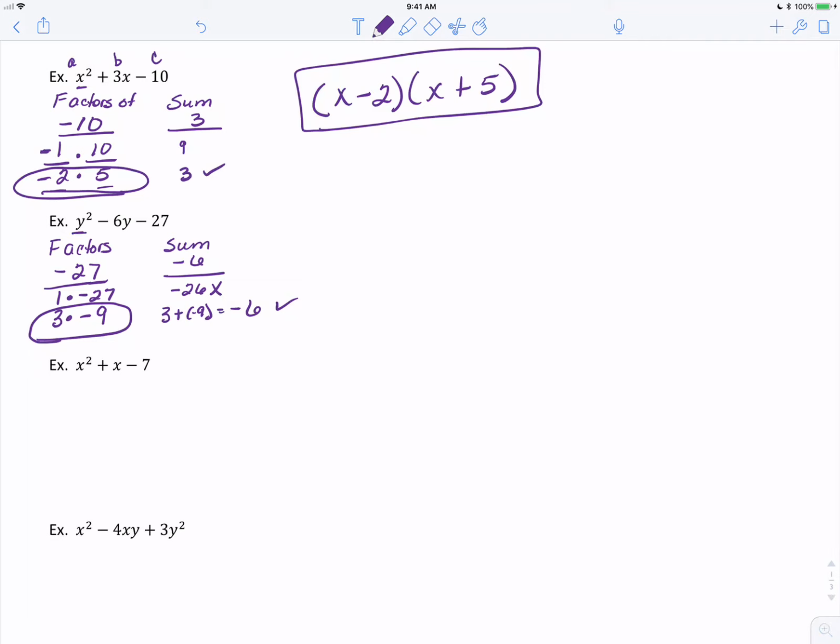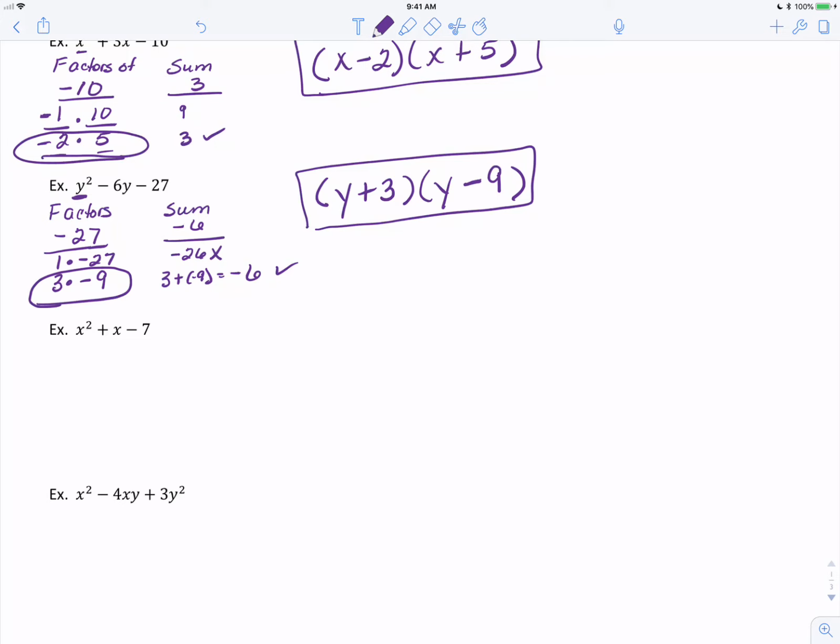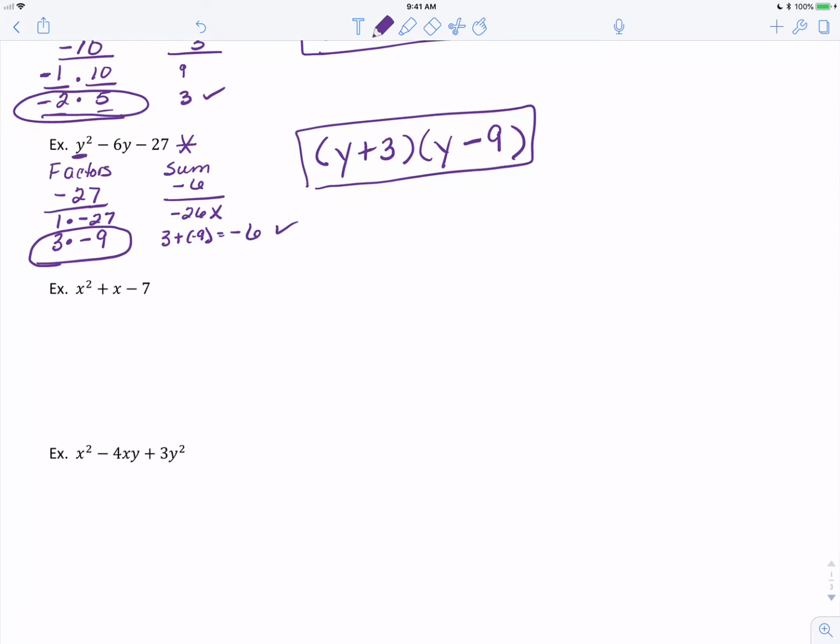And now this variable is a y, so those are going to be y and y. And we're going to say we have a positive 3 and a negative 9. And you can multiply these things back out, because you know how to multiply them, and see if you come back to this. Then that's fine. Then you know you've done it right.